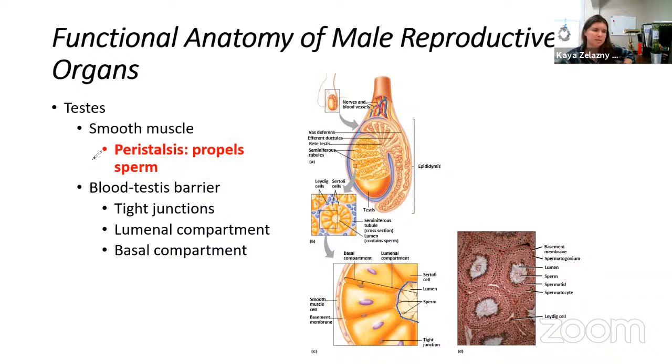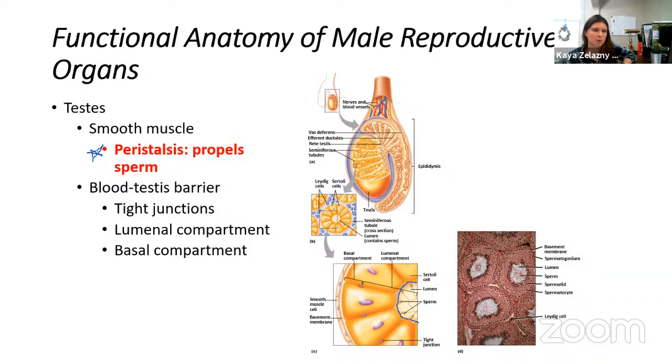So this is where peristalsis comes back into play. This is why I wanted to make sure that we covered that term when we did GI. Just like we saw in the GI tract, there are going to be layers of smooth muscle in the testes that progressively squeeze the sperm forward. So the sperm move by peristalsis through the male reproductive tract.